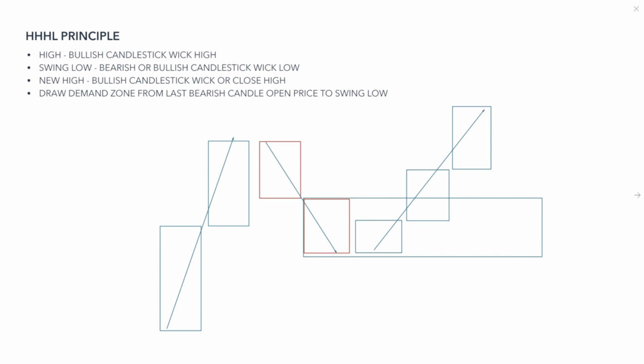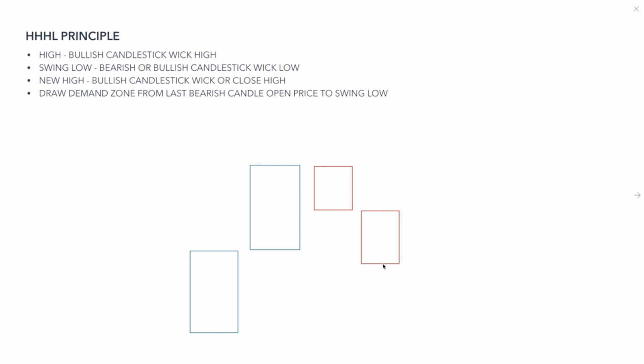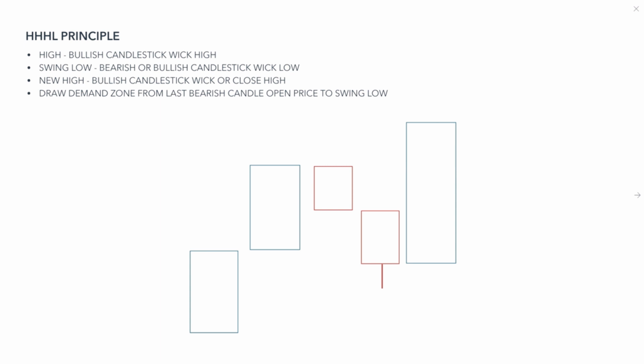Wherever this wick is. So this wick could be, for example, and let's draw this again, around here. So let's say we have a couple of candles that pull back, and let's say, for example, the wick is here, and then we get, say, a bullish candle that creates a new high, and we draw a demand zone from the last bearish candle before prices make a new high. So it's going to be from here to the swing low.